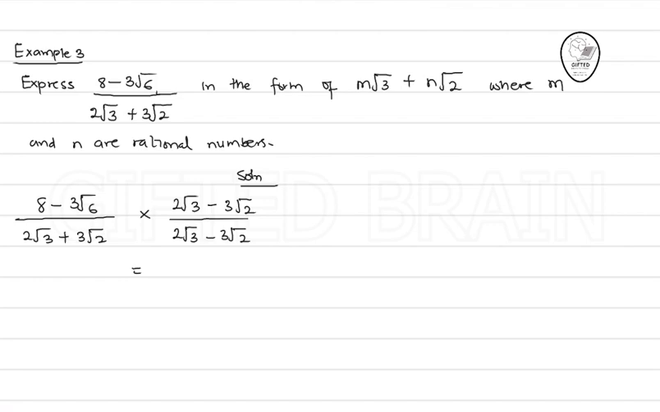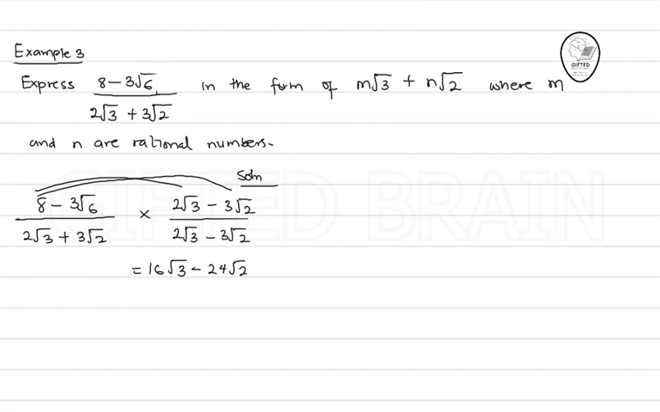Multiply by 2 root 3 minus 3 root 2, because the conjugate is 2 root 3 minus 3 root 2. So I multiply the denominator and numerator by that same value, that same conjugate. And now let's do the multiplication. 8 times 2 root 3 will give me 16 root 3. Again, 8 times minus 3 root 2 will give me minus 24 root 2. I've used the 8 to multiply the 2 root 3, and again I'm using the 8 to multiply the minus 3 root 2.